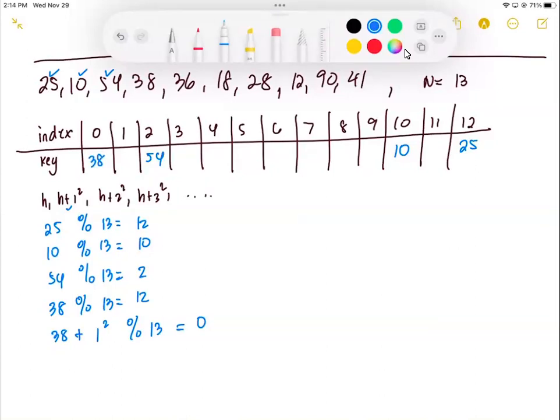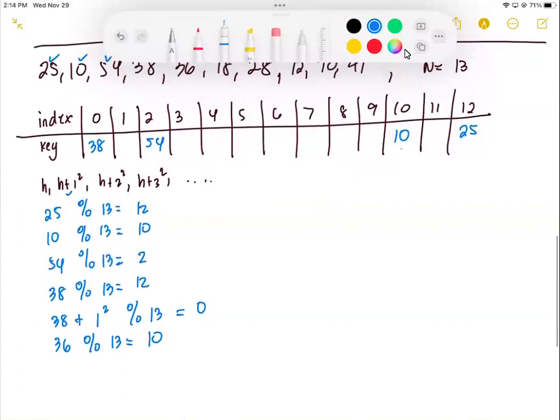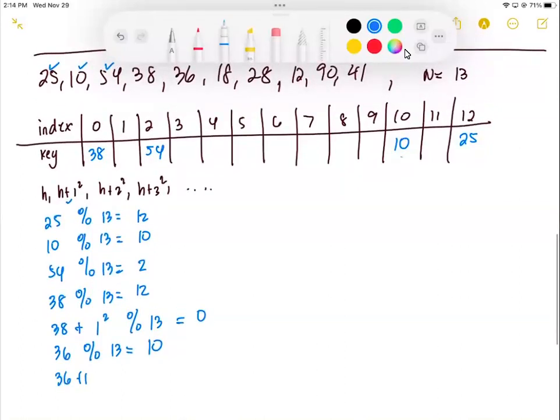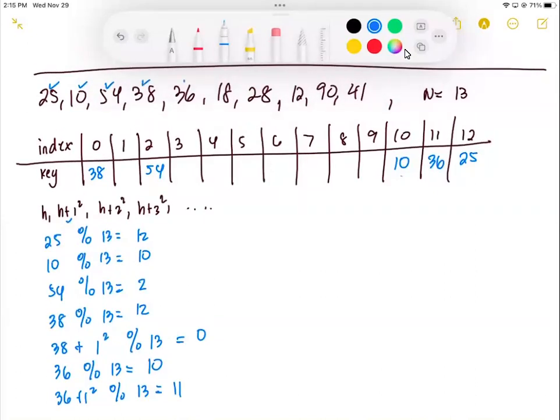Next we have 36. 36 modulo 13 is equal to 10. We are supposed to add 36 in the 10th bucket, but there's a collision because 10 is already there. So let us do some computations. We have 36 plus 1 squared modulo 13, which is equal to 11. So we add 36 to the next slot, 11. We are done with 38 as well as 36.